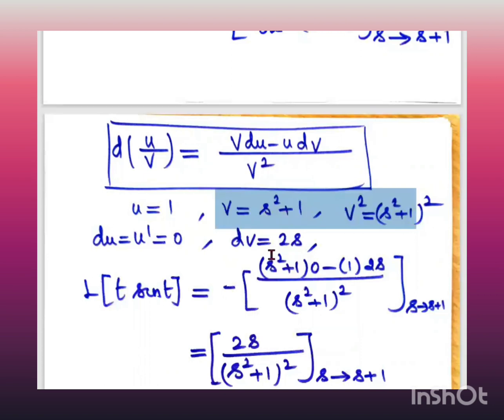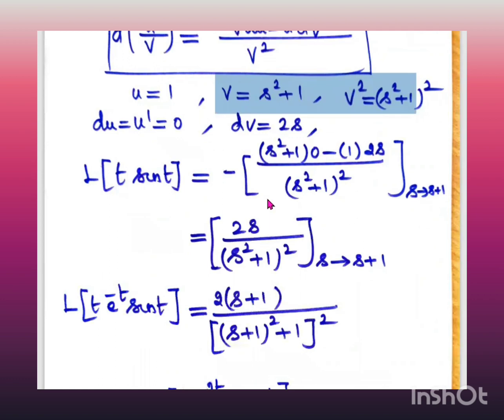So apply in the formula, L of t sin t is equal to minus of (v du minus u dv) divided by v square. Here v is s square plus 1, du is 0, u is 1, dv is 2s, divided by (s square plus 1) whole square, s tends to s plus 1. Always you have to write s tends to s plus 1. This is equal to 2s divided by (s square plus 1) whole square, s tends to s plus 1, because the first term will vanish, and minus of minus 2s will be plus 2s. So L of t sin t is equal to 2s divided by (s square plus 1) whole square, s tends to s plus 1.